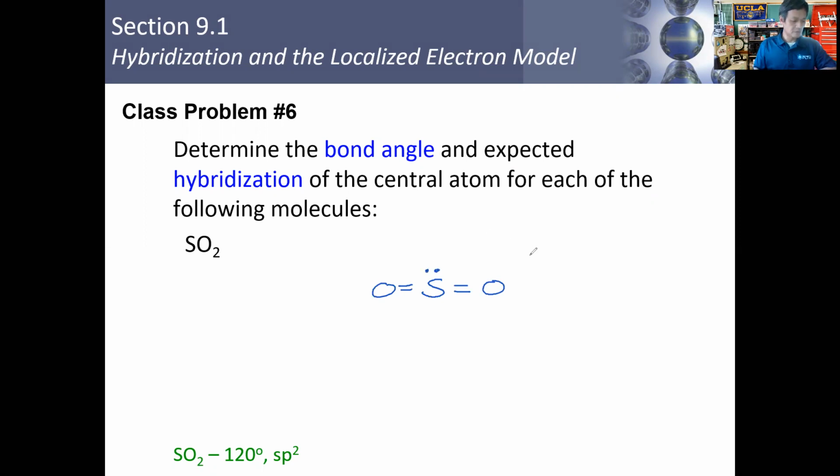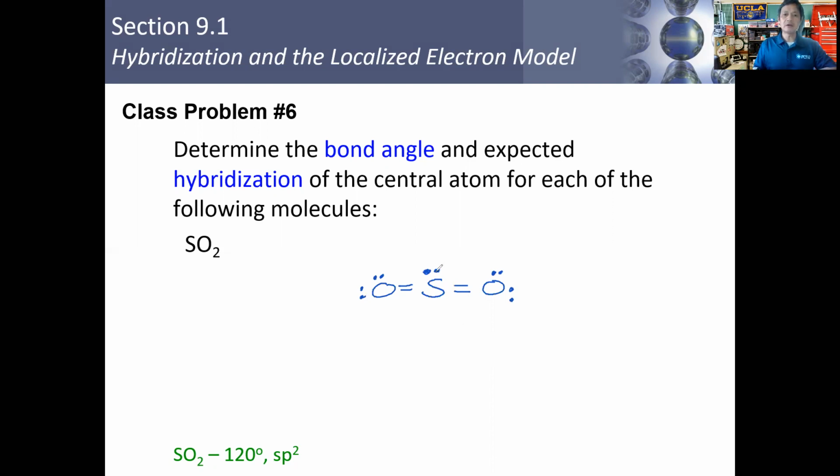Make sure you're able to do the formal charge calculation to see that this is the best structure for sulfur dioxide, giving us a 0 formal charge on each one of these oxygens. Remember, double bonded oxygen will always be a 0 formal charge, and the sulfur here then will also have a 0 formal charge, which means then each of these oxygens will have 2 lone pairs.